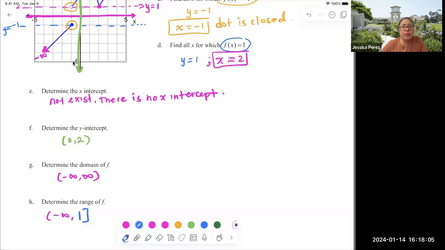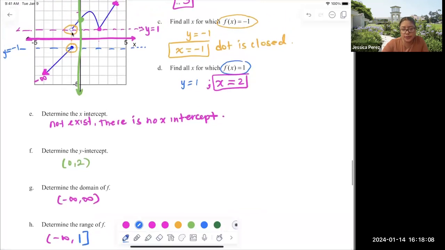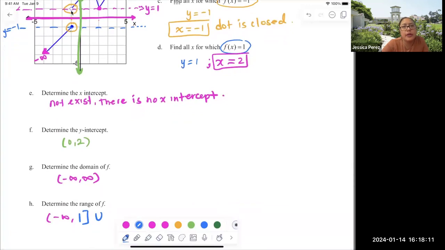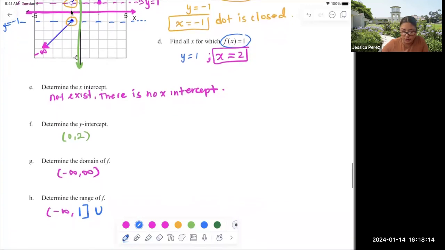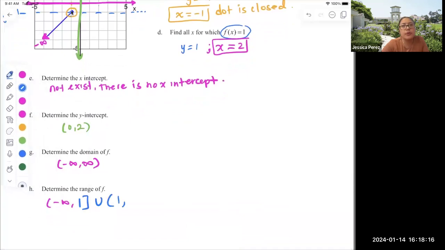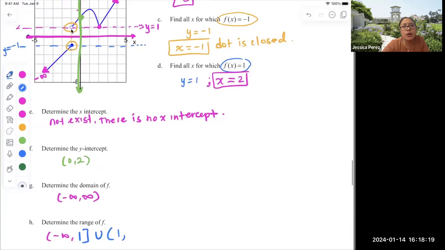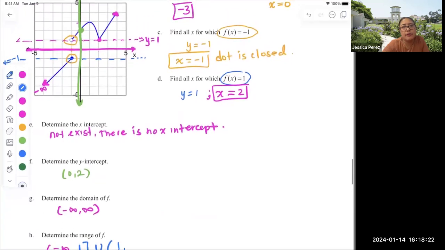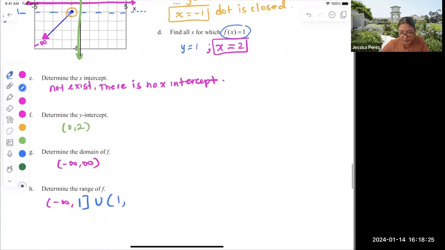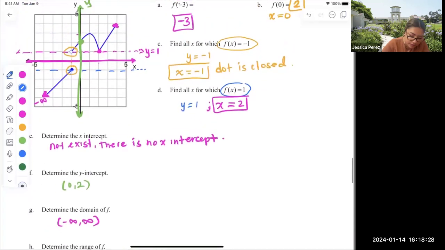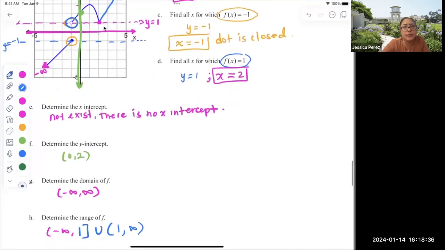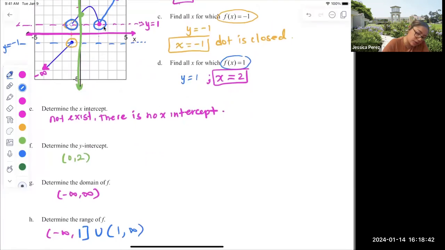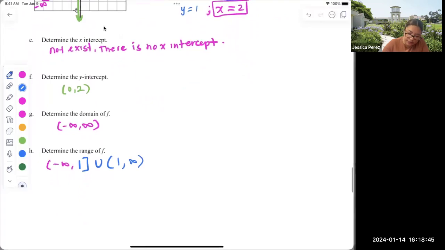And then it's a closed dot, and then it's a union. And then it starts now at positive 1, open dot. So then there's the parenthesis right there, 1 to infinity. So then right here, it starts again at 1, and then it goes to infinity. So here we have to be very careful because I have an open dot and a closed dot. So the continuation would be the closed dot.